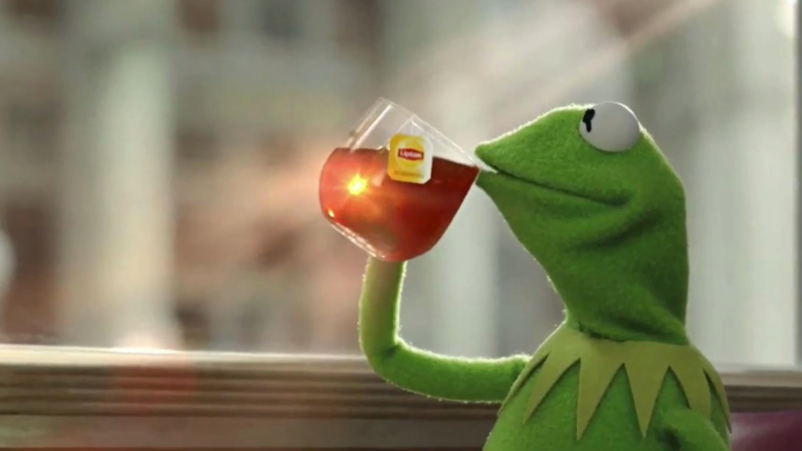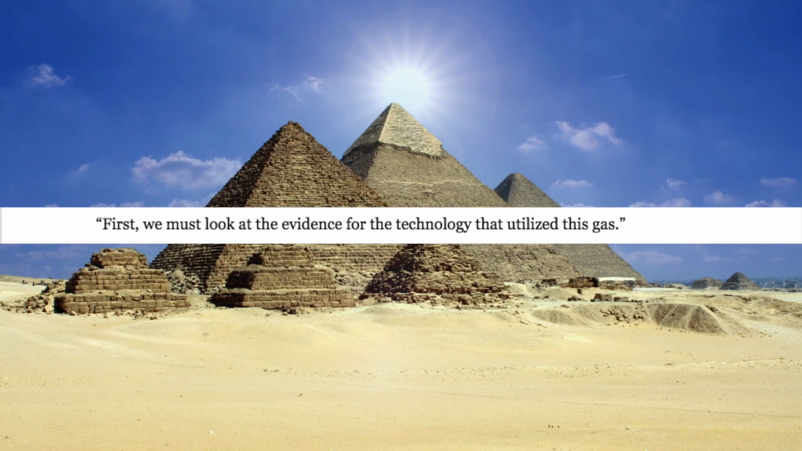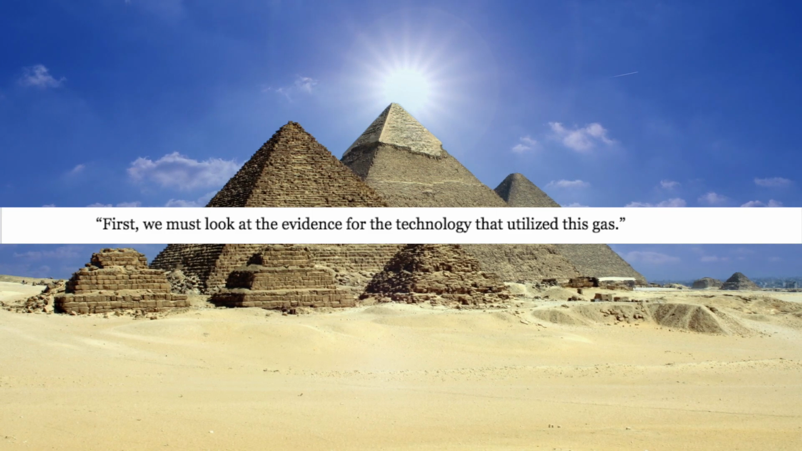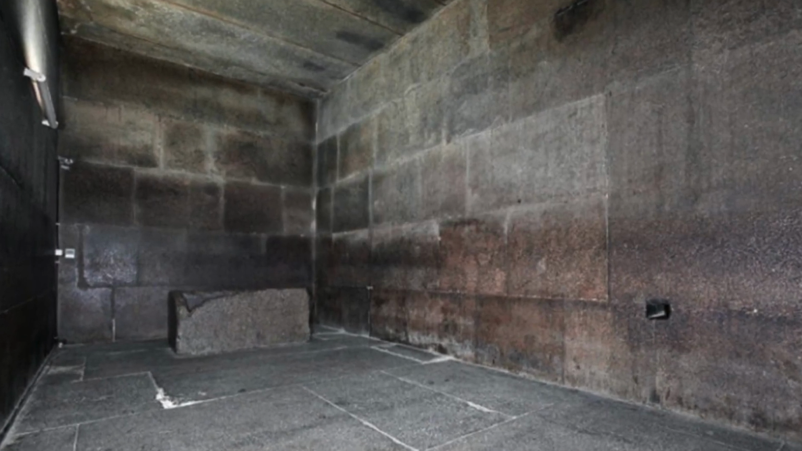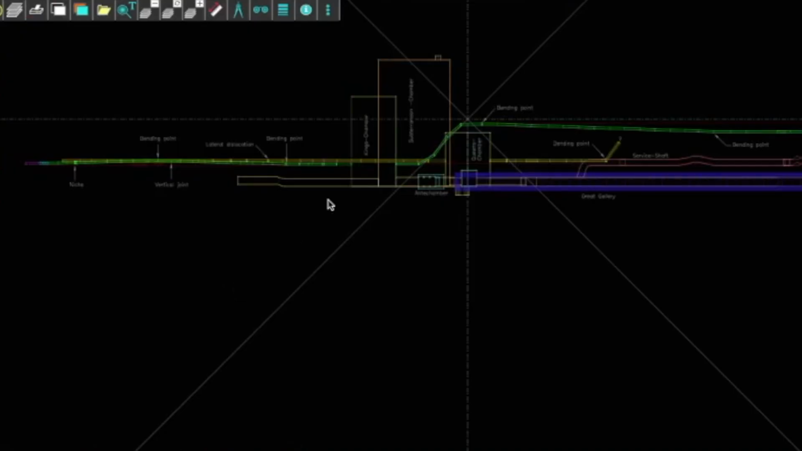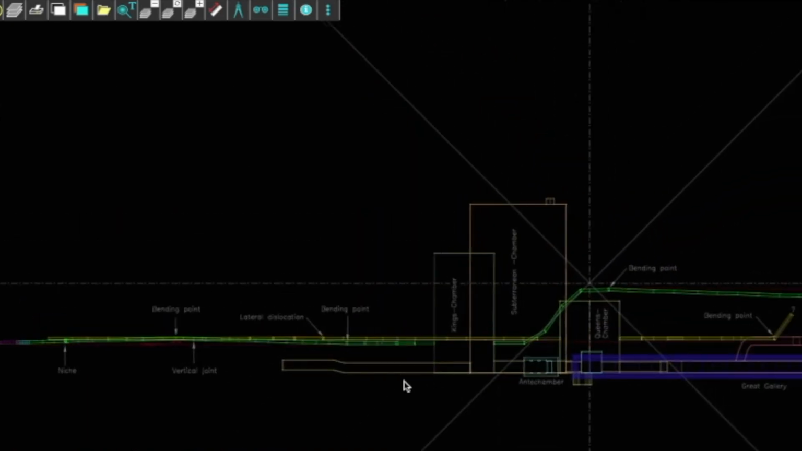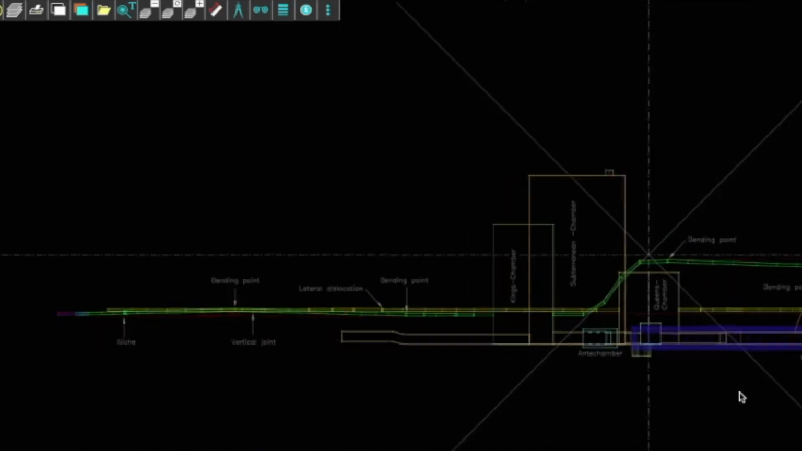What's that, Chris? No? Why? First, we must look at the evidence for the technology that utilized this gas. Okay, let's do that then, shall we? So Dunn explains that in order for this whole system to work and to really maximize the output of such a design, the atoms comprising the gas medium of the chambers in the Great Pyramid must have a natural frequency that resonates in harmony with the entire system.